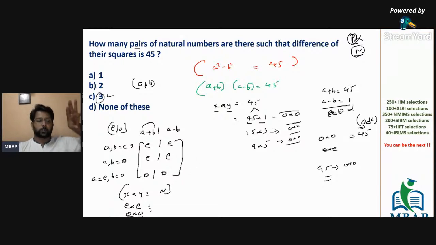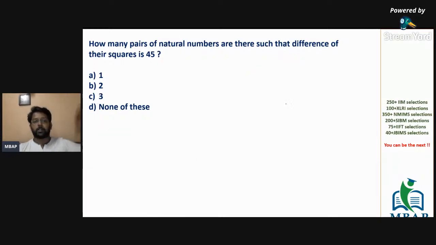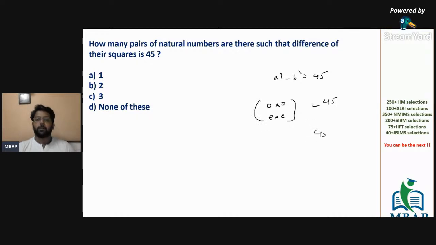So whenever you get a question like this, a square minus b square is 45, the question is only this part: in how many ways can you write 45 as odd into odd or even into even? 45 cannot be written as even into even because it's an odd value. So the number of times you can write 45 as odd into odd will give you the solution. 9 into 5, both are odd. 15 into 3, both are odd. And 45 into 1, both are odd. So 1, 2, and 3, and hence the answer is 3.